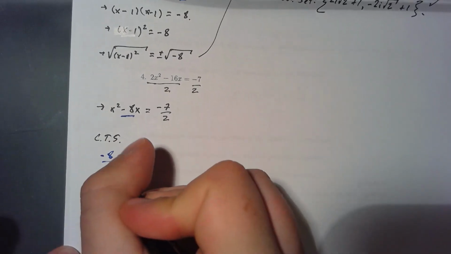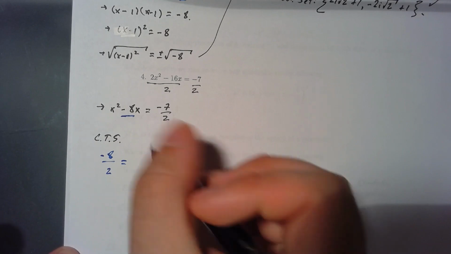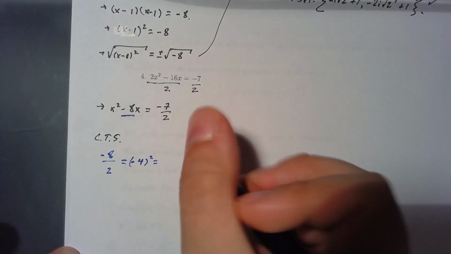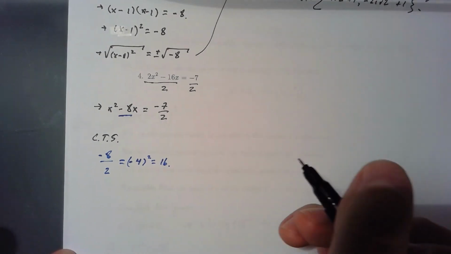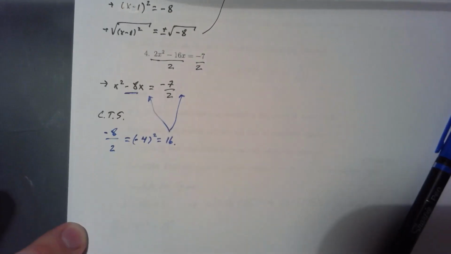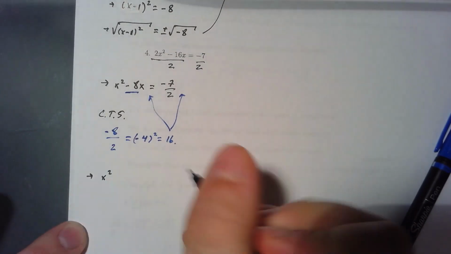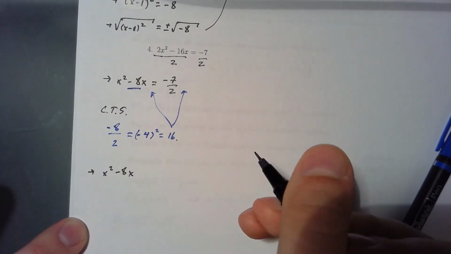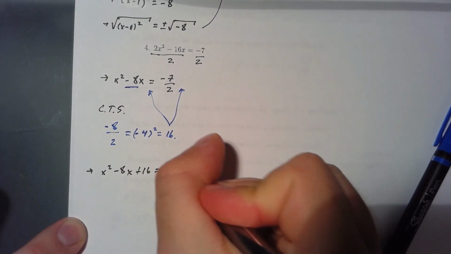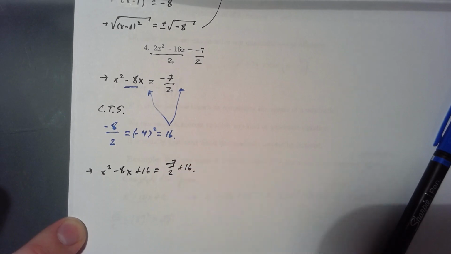Divide it by 2. You get negative 4. Square that. You get 16. Tack it on the left, tack it on the right. You get x squared minus 8x plus 16 equals negative 7 halves plus 16.